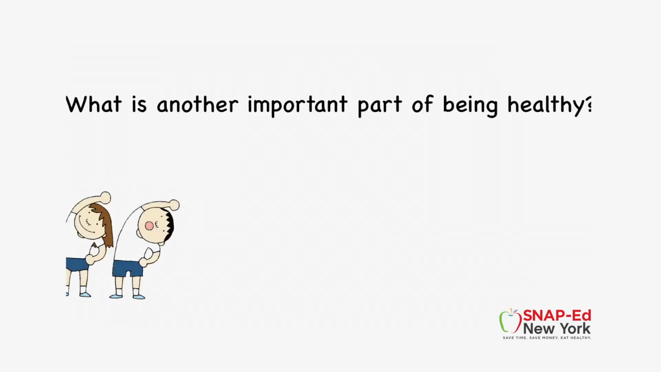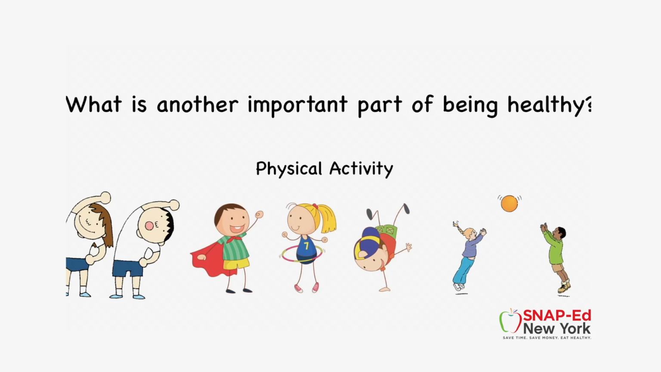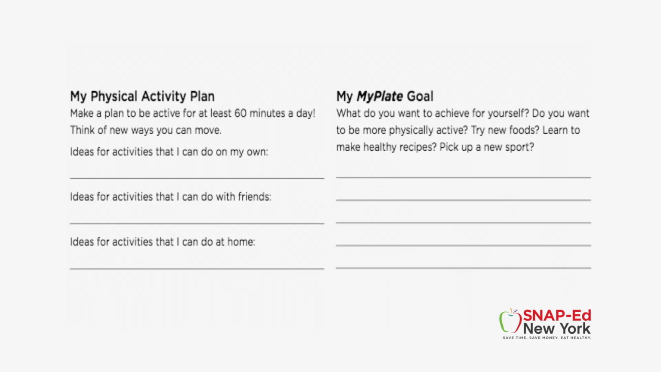Now that we know eating foods from the MyPlate food groups is a very important part of being healthy, what is the other part? Can you guess? Yes, you're right. It is physical activity. Being physically active for 60 minutes a day is so much fun, and it's so important for good health. I have one more task for you today since you did so awesome. If you have the MyPlate Meal Planner handout, look at the bottom of the page to make these goals. If you don't have the handout, write down your goals on a sheet of paper.